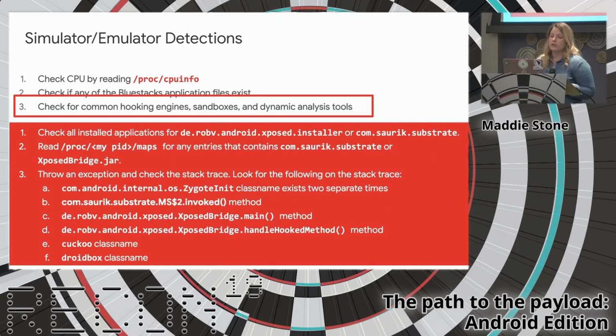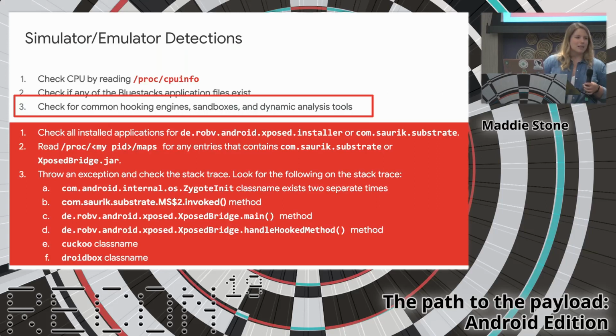And lastly, they look for a lot of hooking, sandbox, and dynamic analysis tools. First, they check if in the installed apps is the Xposed framework or Cydia Substrate, which are two hooking and instrumenting frameworks. They will then iterate through all of their process maps to see if either com.saurik.substrate or the Xposed bridge jar have been mapped into the current process's memory, meaning it's likely being instrumented or hooked.